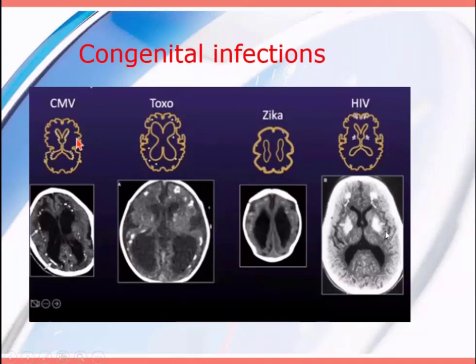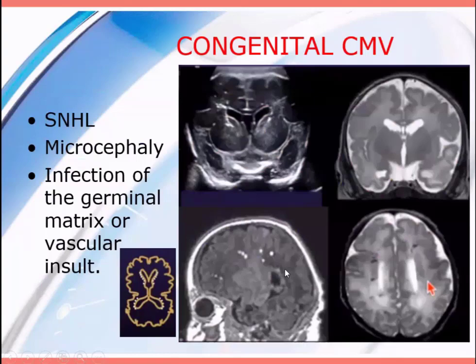Then the HIV has basal ganglia and parenchymal calcification. With cytomegalovirus, usually the patient complains of hearing loss, sensorineural hearing loss, microcephaly, and the infection of the germinal matrix or the vascular insult, as we have seen. This is the ultrasound appearance with the calcification and the echogenic foci closely related to the brain parenchyma, to the ventricular wall.